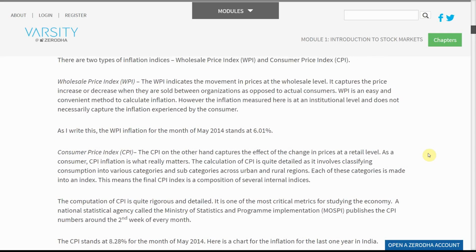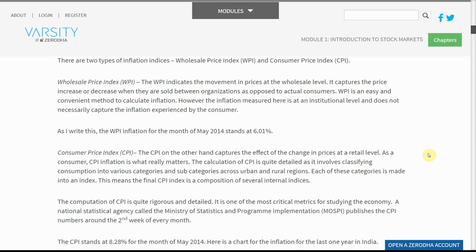Wholesale price index (WPI). The WPI indicates the movement in prices at the wholesale level. It captures the price increase or decrease when they are sold between organizations as opposed to actual consumers. WPI is an easy and convenient method to calculate inflation. However, the inflation measured here is at an institutional level and does not necessarily capture the inflation experienced by the consumer. As I write this, the WPI inflation for the month of May 2014 stands at 6.01%.